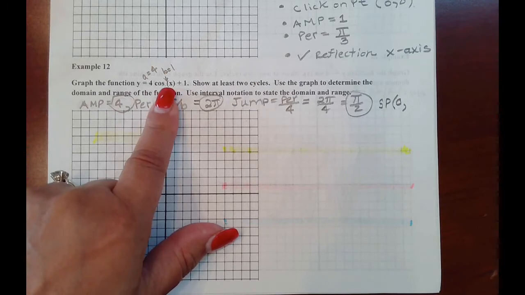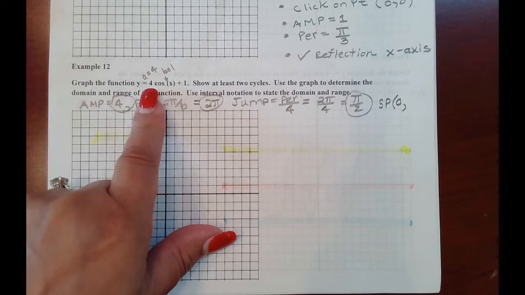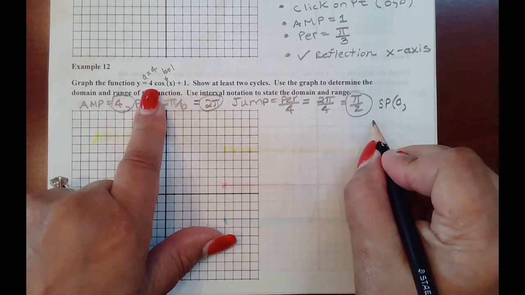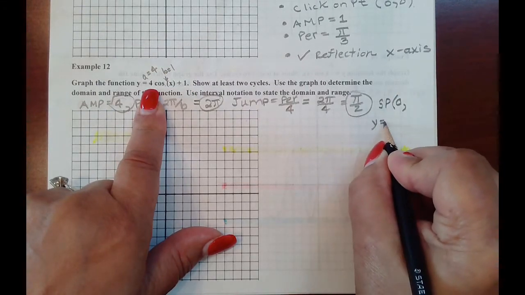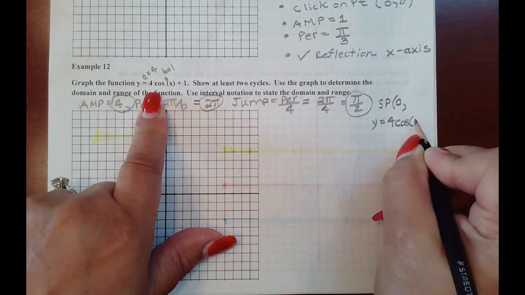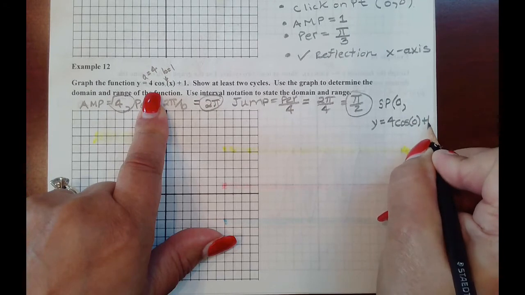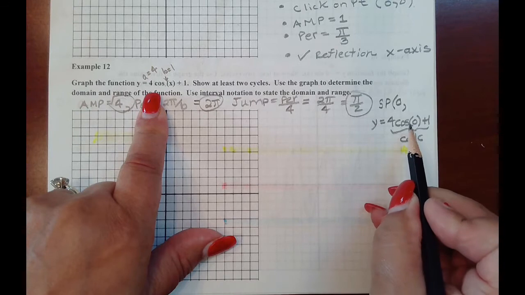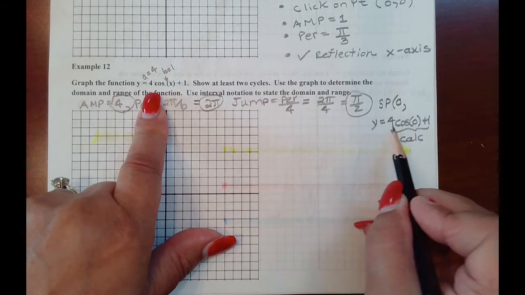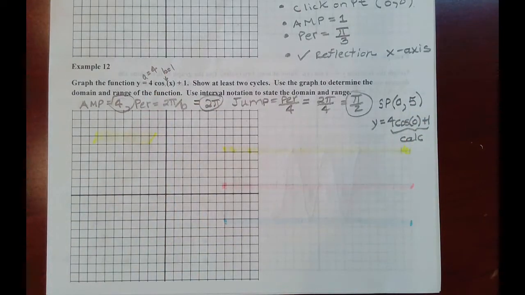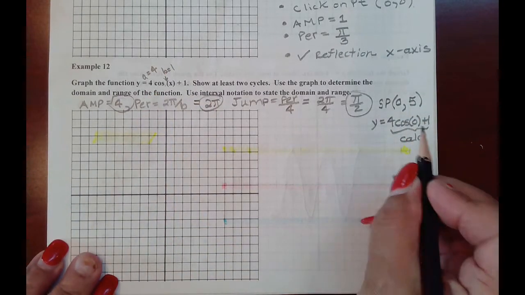So 0 there. And then what would you get for this entire function if you plugged in a 0? You'd have y is equal to, once you put the 0 in there, 4 times cosine of 0 plus 1. If you feed this into your calculator, cosine of 0 is 1, times 4 is 4, 4 plus 1, 5. And you don't have to be able to do that in your head. You can just, like I said, put it in your calculator. Just this part.